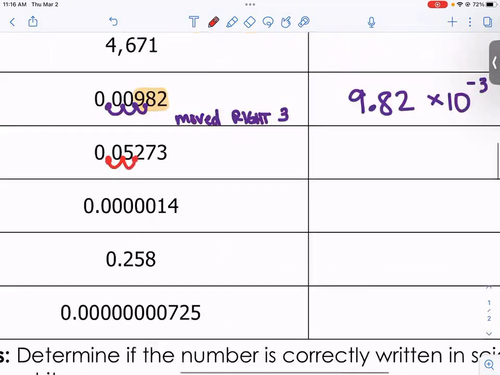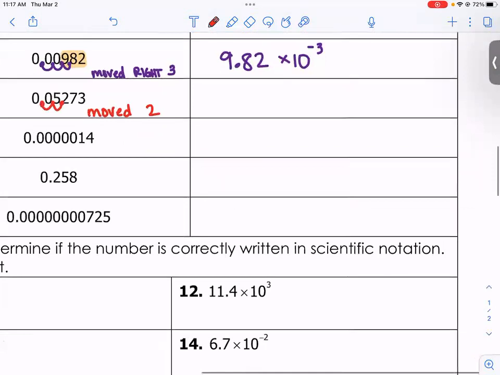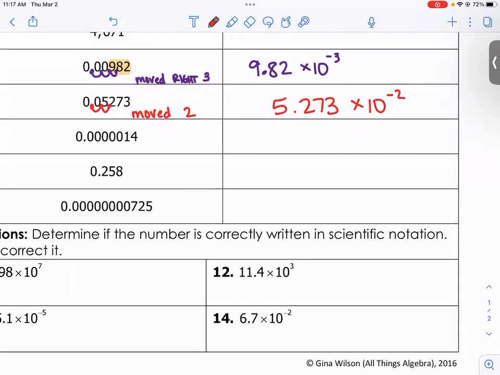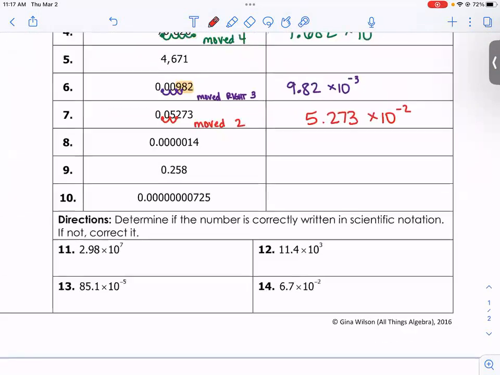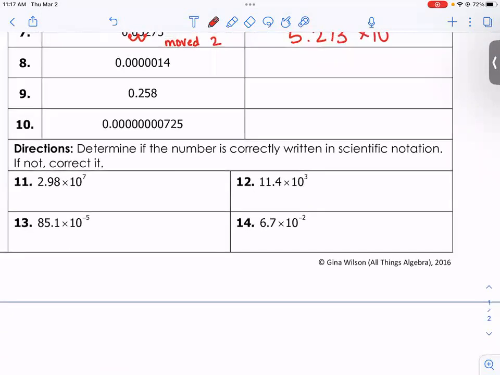Okay, so we moved this only 2 swoops, right? So 5.273 times 10 to the negative 2. We have a small number. When we have a small number, our scientific notation is going to be negative. Okay. All right, you try number 8.